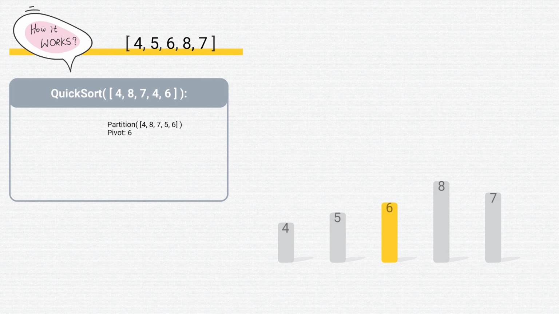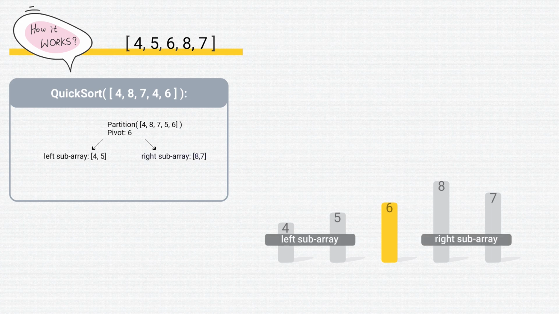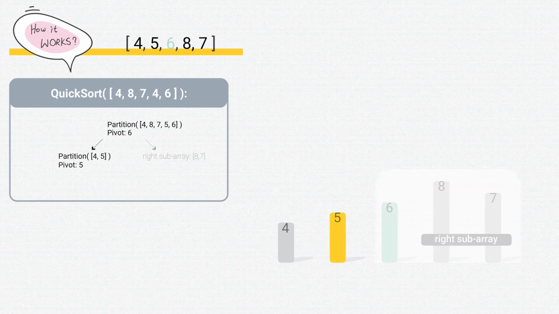After partition, we get a left subarray and a right subarray. Our pivot 6 is already in its ultimate right position. Next, we partition the left subarray. We choose the last element 5 as pivot.